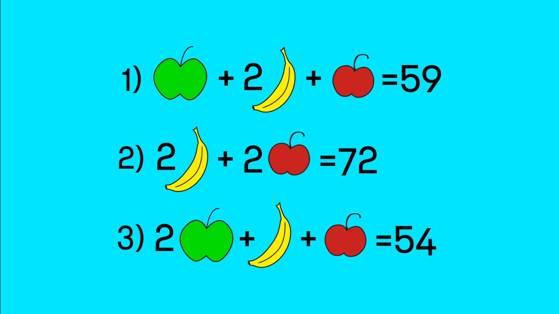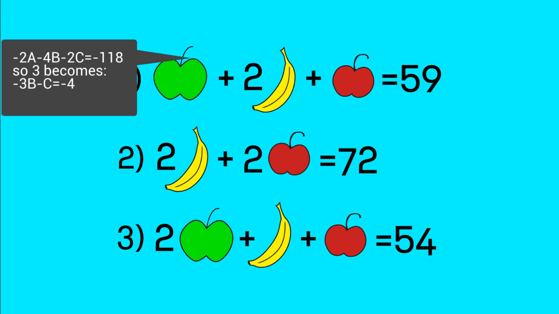So you currently have one apple in equation 1. So if you multiply it by 2, then clearly you have two apples. And if you multiply it by minus 2, you have minus two apples. And two apples plus minus two apples is 0 apples. So that's the logic. So we multiply equation 1 through by minus 2, and that gives us minus 2 apples, minus 4 bananas, minus 2 cherries equals minus 118.